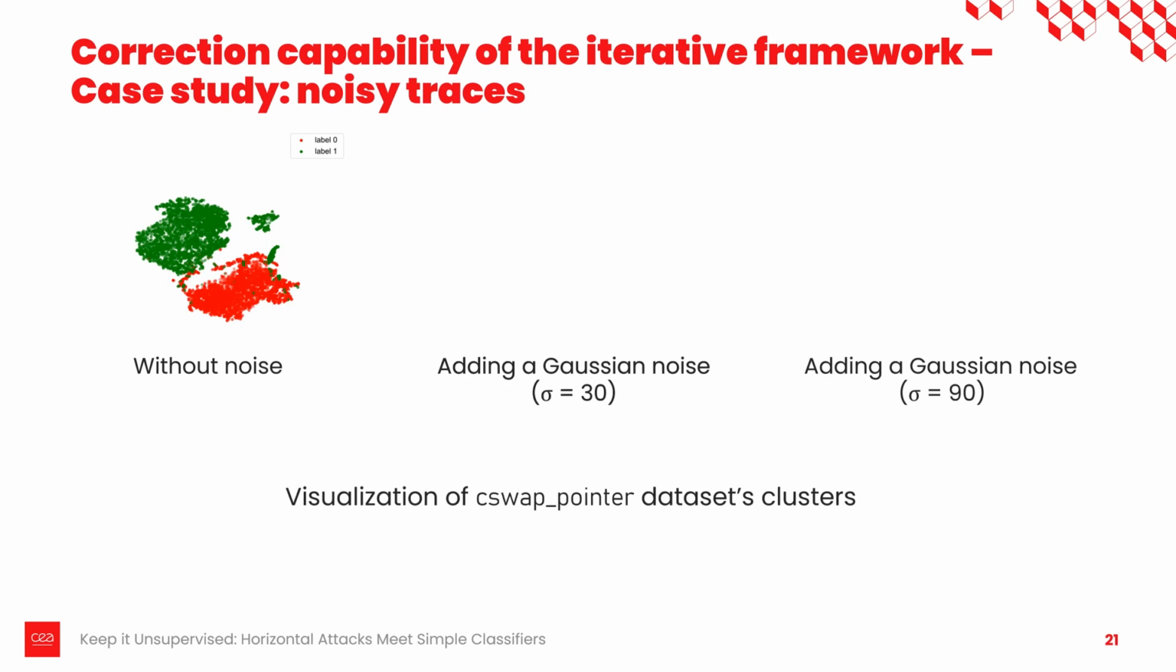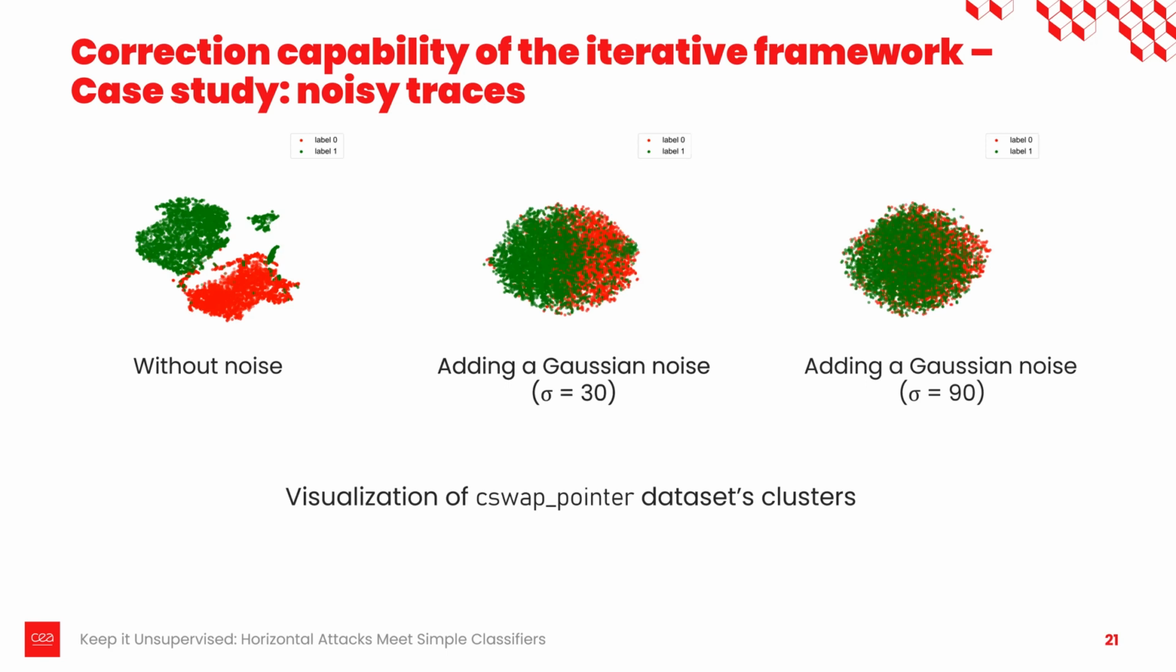To do so, we started from traces from the pointer dataset that we visualized here in a plane using the t-SNE technique. And then we added Gaussian noise with several levels of standard deviation. So here we use two different levels, and we remark that doing so, the famous linear separability property is lost and the clusters become entangled.